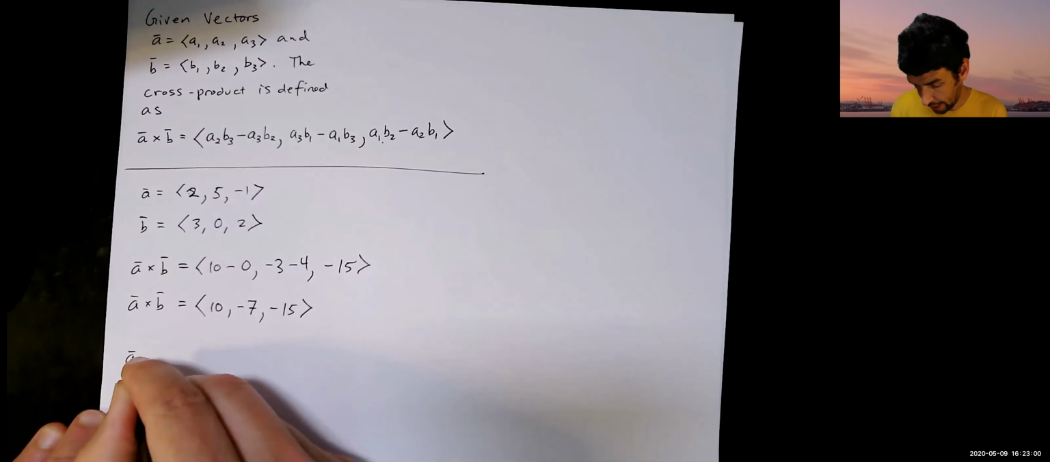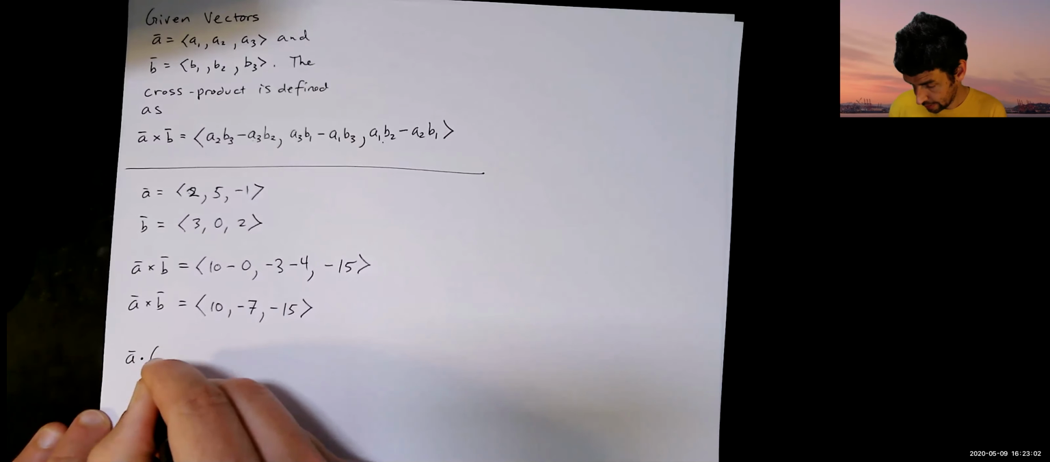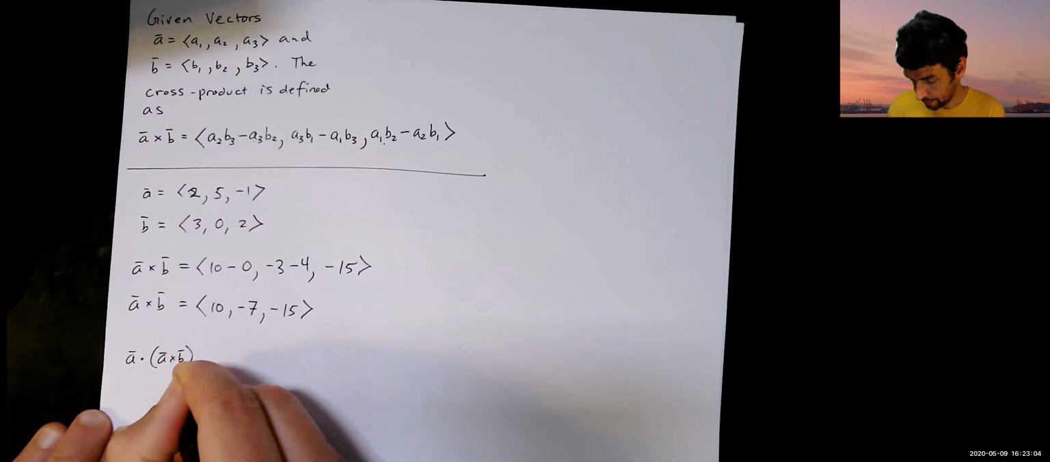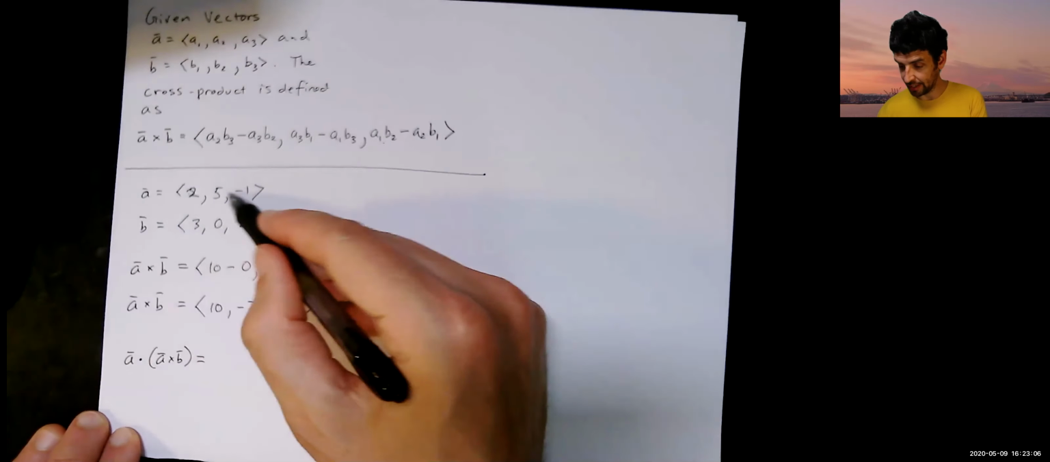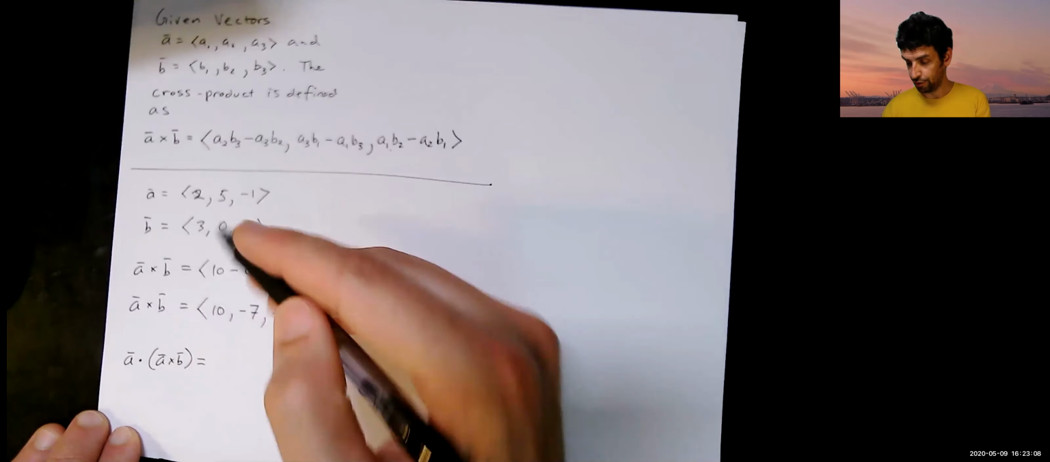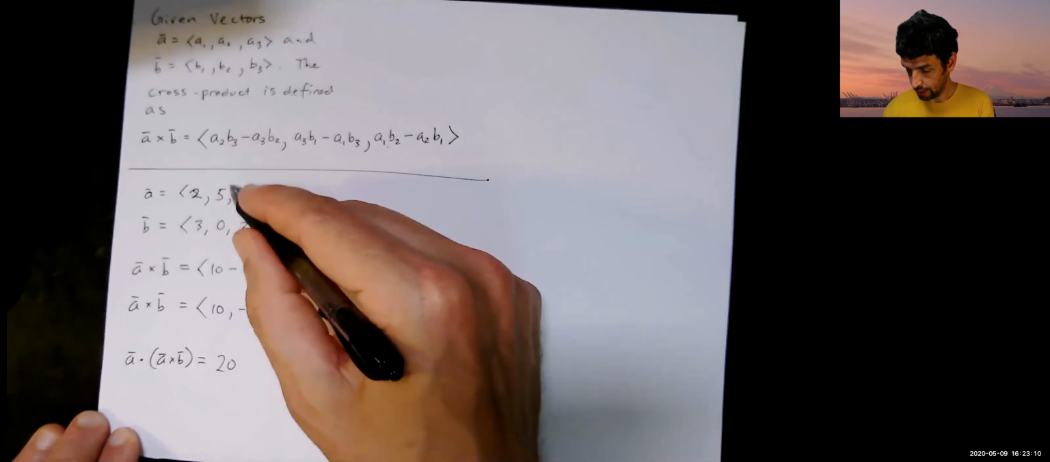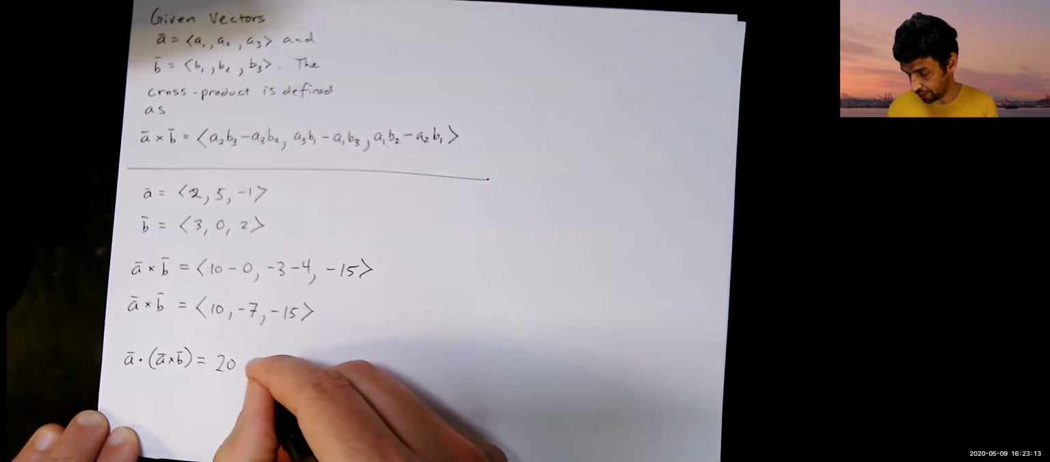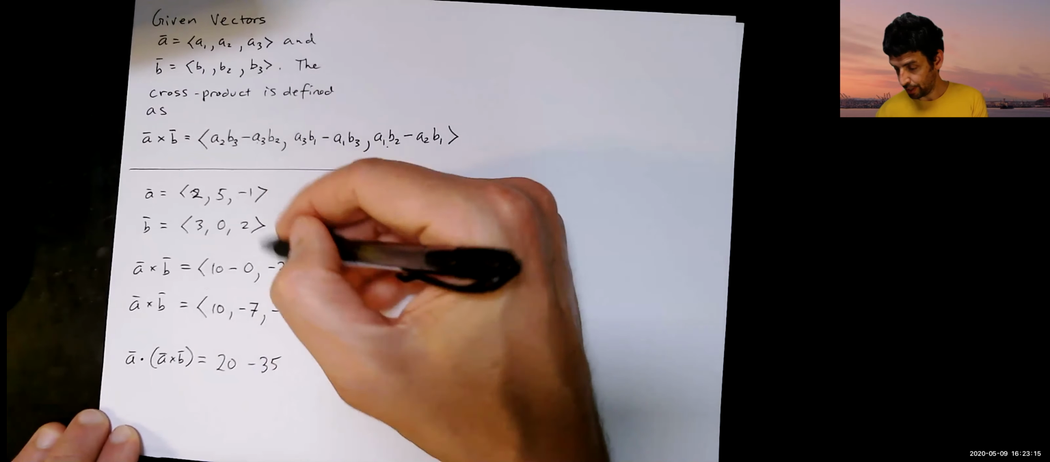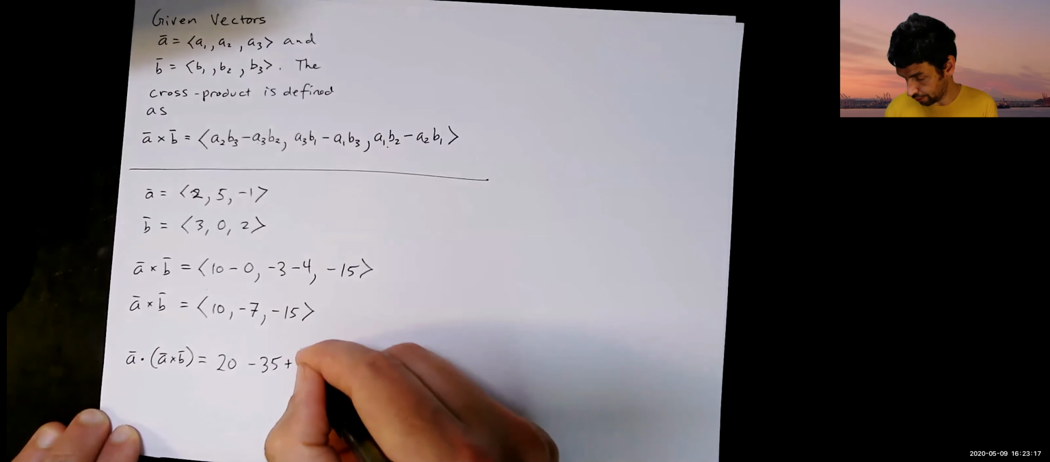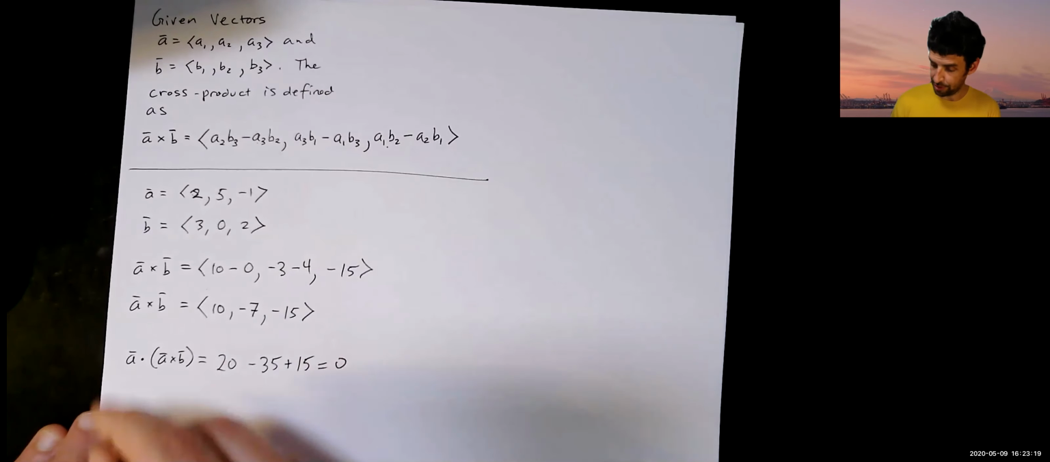So let's look at A dot A cross B. So I'm dotting this vector with this vector. 2 times 10 is 20. 5 times -7 is -35. -1 times 15 is -15. And that, of course, sums to 0.